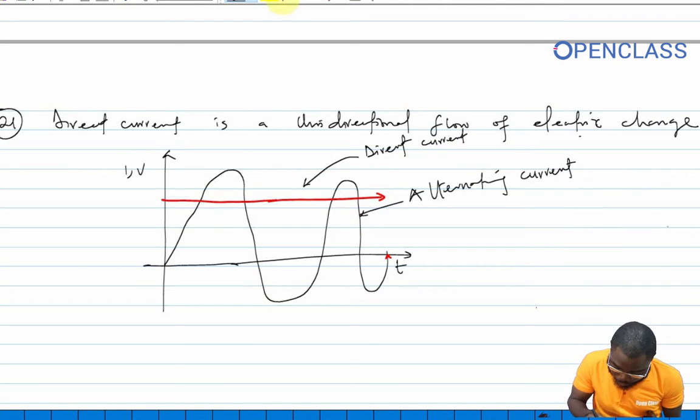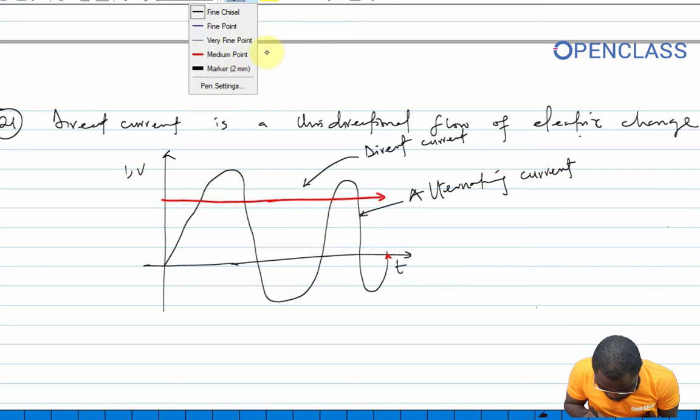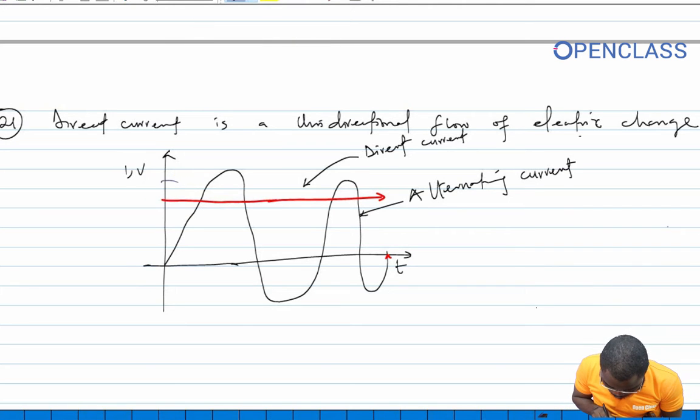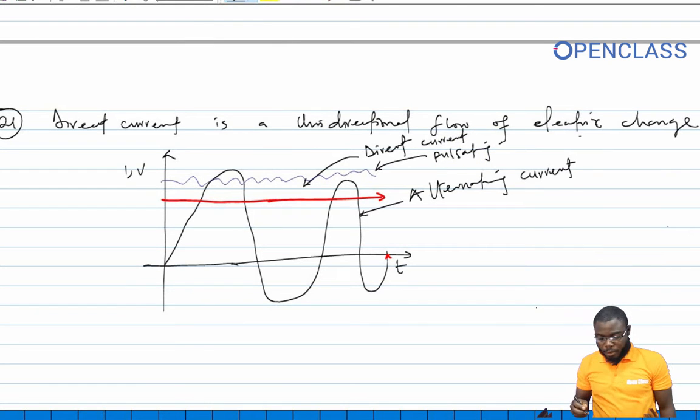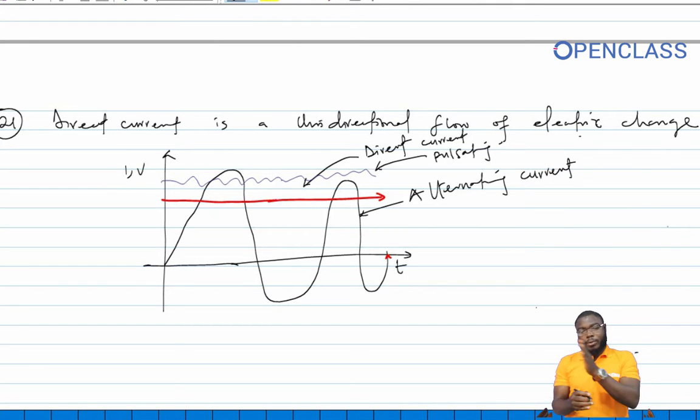So you could have some sort of pulsation right here. So this is what you could call a pulsating current. You notice from the diagram that we've shown, it's just a sketch anyway, the direct current is just that guy that goes in a very straight line, just one single direction, and your alternating current flows like that.